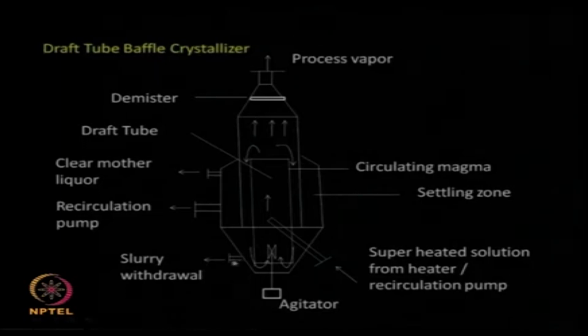Now the slurry can be withdrawn from the bottom here, where you keep accumulating your crystals, and later on you can resort to either centrifugal operation or filtration so that the solid is separated from the liquid. This is called a draft tube baffle crystallizer because it has a draft tube, and the draft tube gives you the natural recirculation that is possible. In the center there is buoyancy, so the liquid, solid and vapor rise, and on the sides the liquid and solid come down because of the weight.